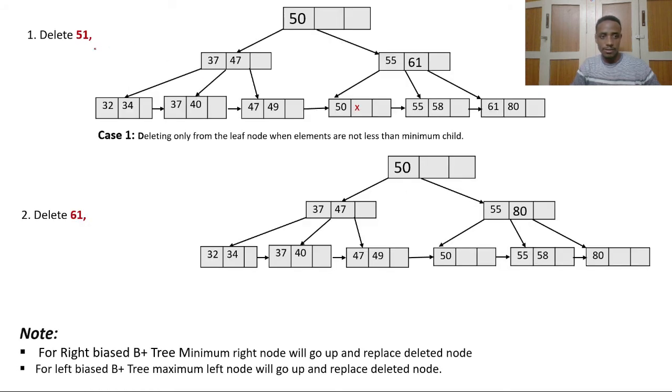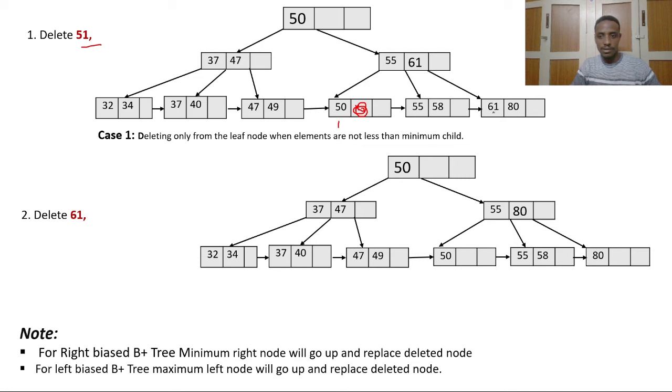So now start from deleting 51. 51 was here before, 51 is here. We can delete it simply here because 50 is already here. We can keep a minimum of 1 key value in a block in each child. So 51 can be simply deleted. Example, that is case 1.